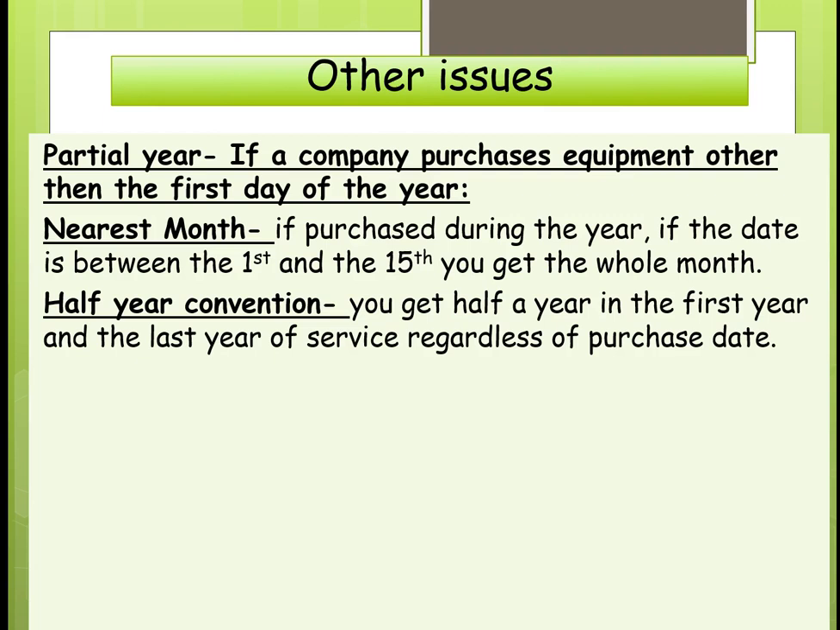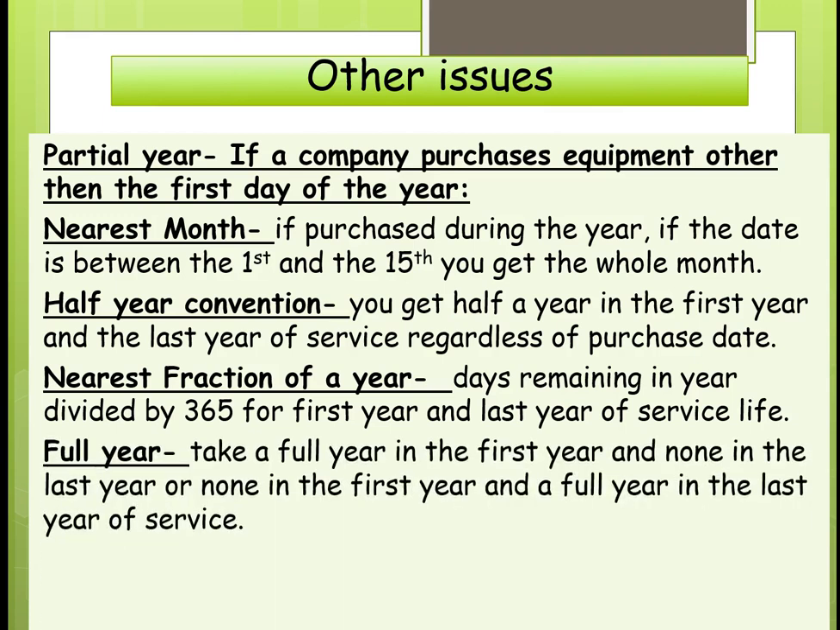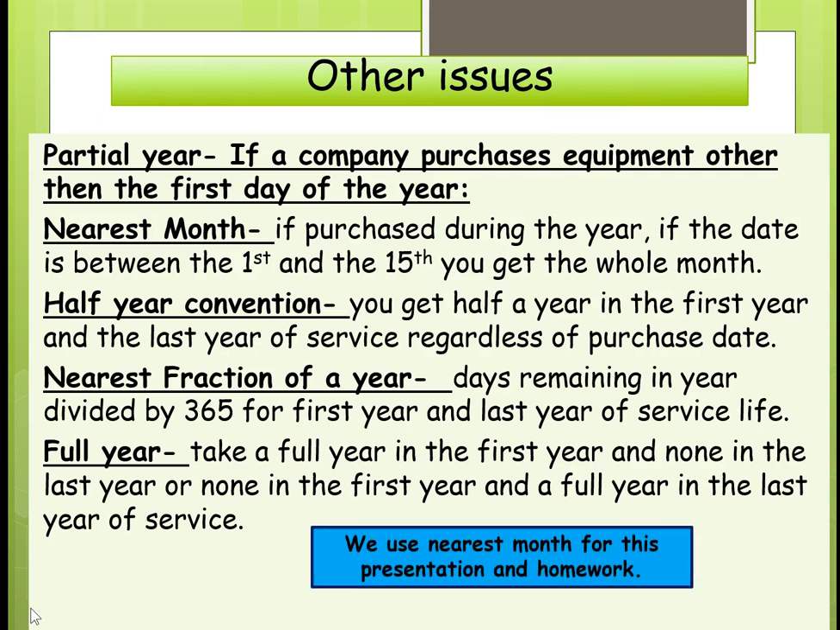You can also use the half-year convention, where you get a half a year in the first year and you get a half a year in the last year. Or the nearest fraction, where you do it by days, or a full year in the first year and none in the last year, or none in the first year and a full year in the last year. But again, we use nearest month for these homework assignments.